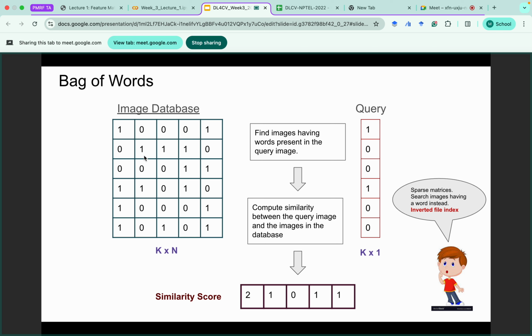And in the second case, there is only one common element, right? The fourth one. So the similarity score is 1. And in the third case, there is no common visual word, so the similarity score is 0. And in a similar sense, we get 1 and 1. So based on this, the closest vector which I would get is the first image, right? That would be the rank 1 retrieved image. Is that clear?